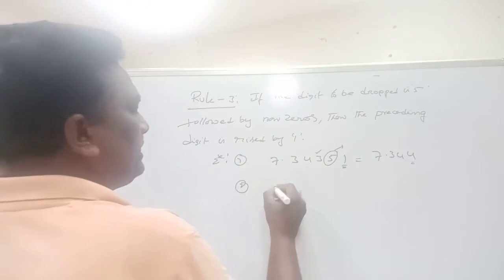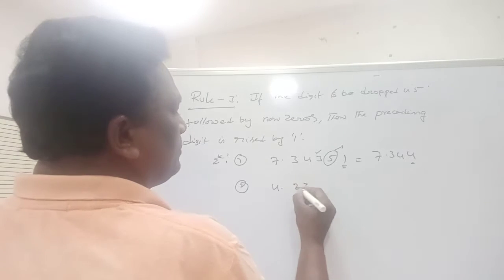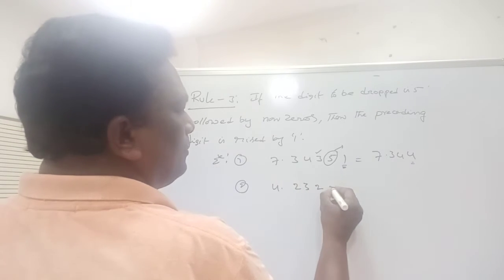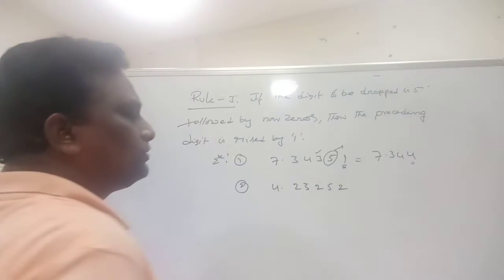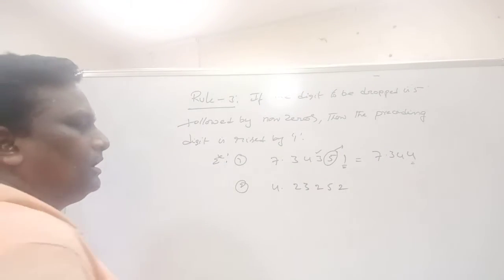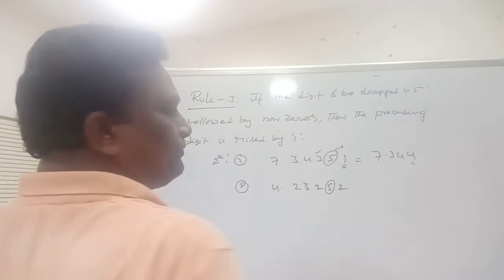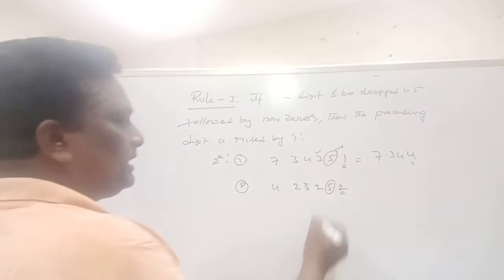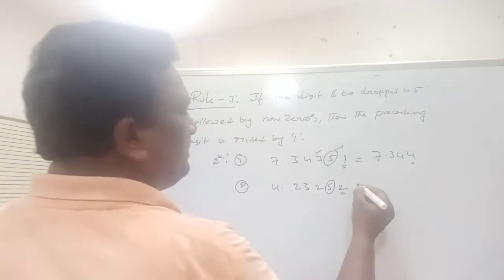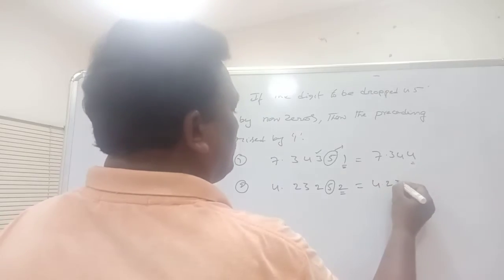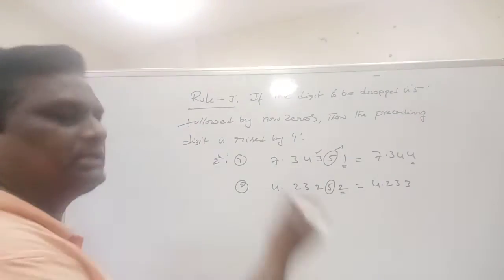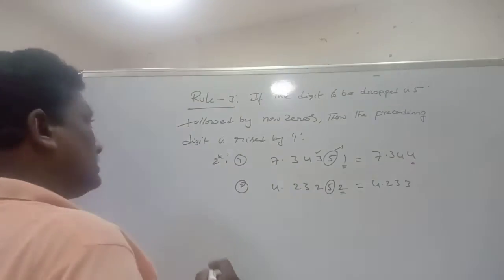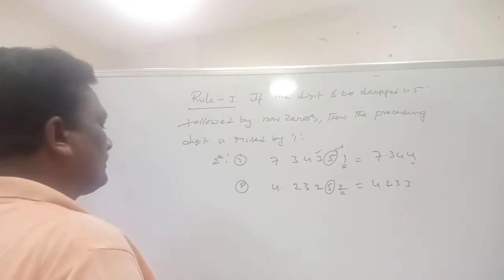One more example I will take. 4.23252. For example, if you take like this, you want to drop this 5. So this 5 followed by non-zeros, then the preceding digit is raised by 1, means 4.233. So that is the answer. So that is rule number 3.